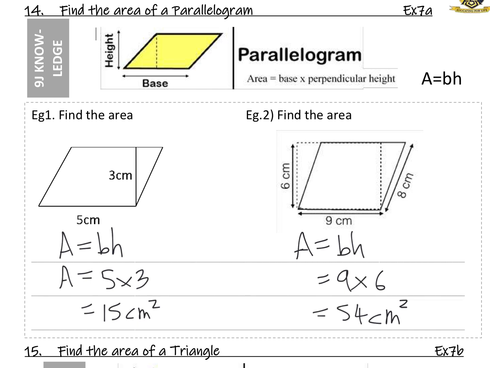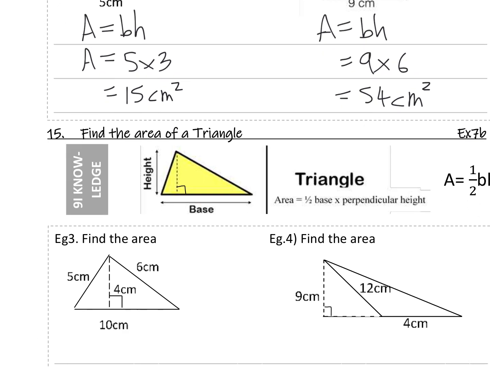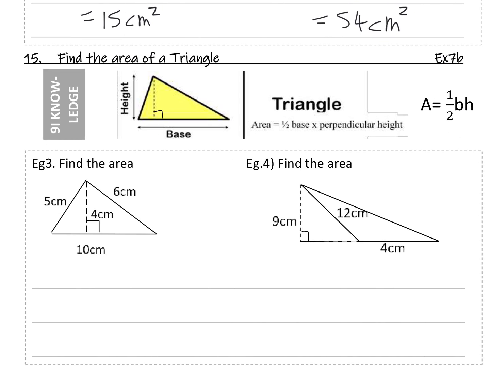Find the area of a triangle. First of all, pause the video and write down what you think the formula is to find the area of a triangle. So to find the area of a triangle, you'll need to know the base and the perpendicular height, that is the height at right angles to the base.